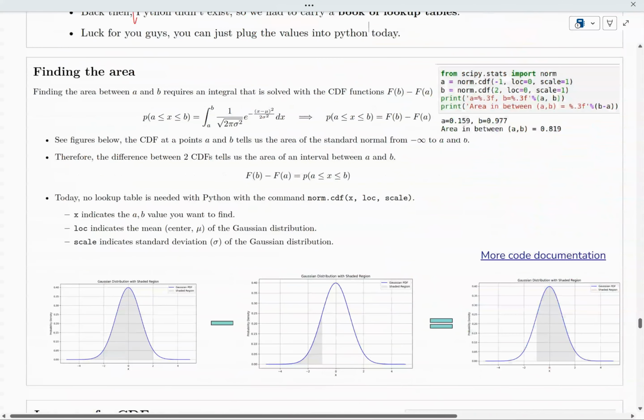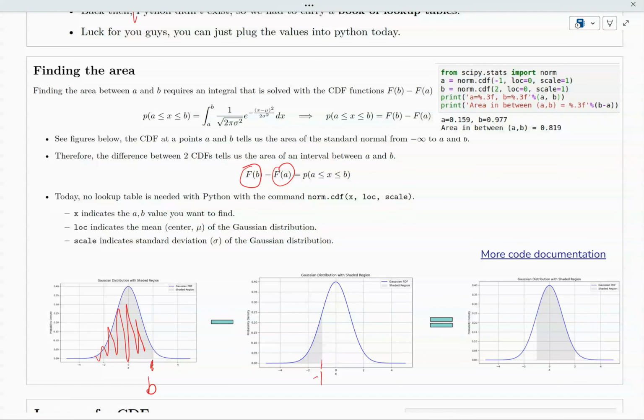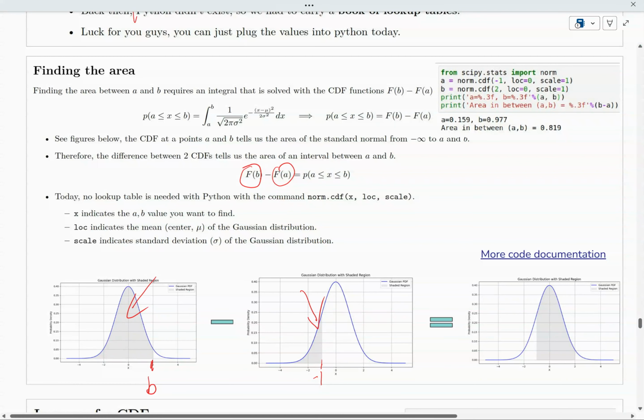So how do you go about using Python? Let's look at the figure. If we find the area to b here and plug F of b in, that will give us the area here. And then if we find F of a, which is from -1, let's say we're trying to go from -1 to 2, so we are trying to find this area. This is A and B. If this area subtracts this area, notice how the difference between them is the area in between them.